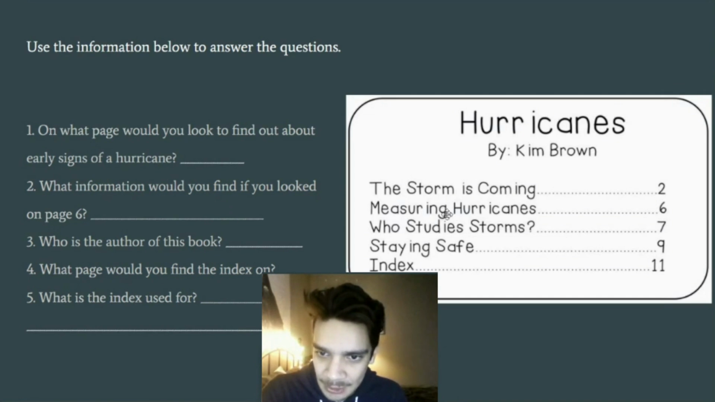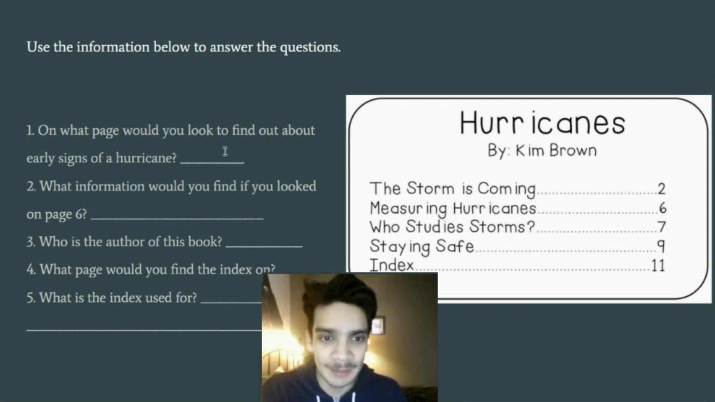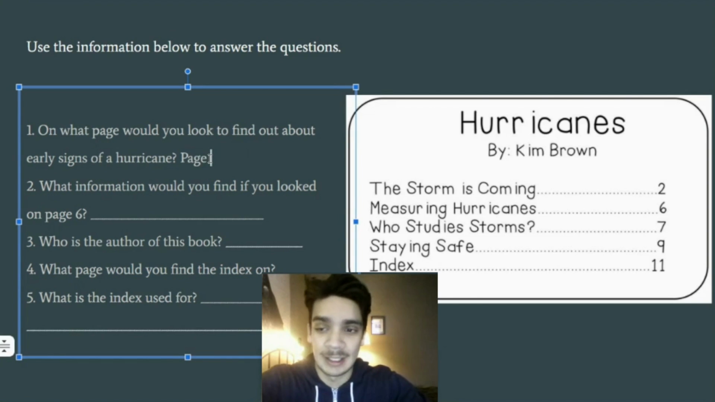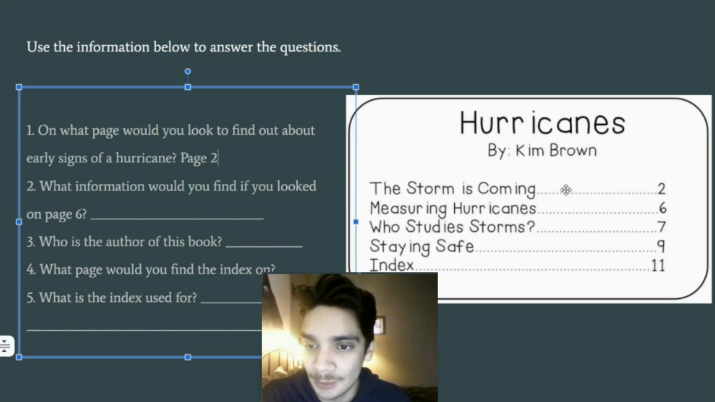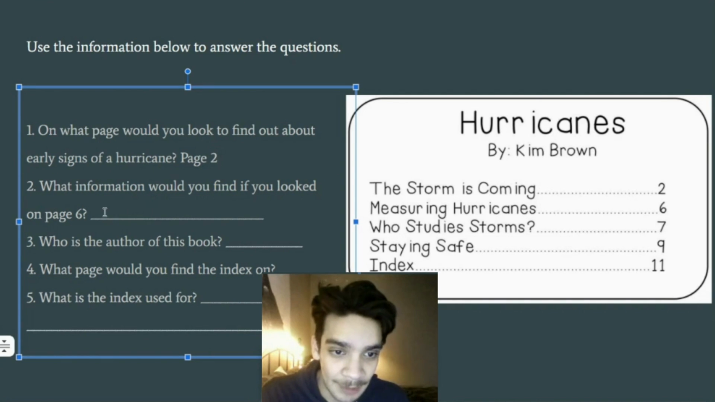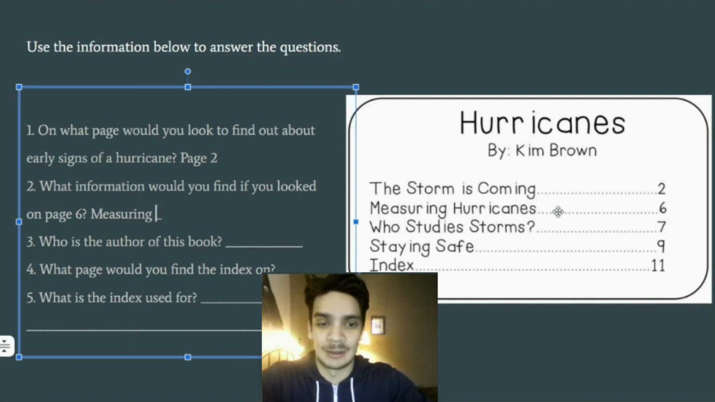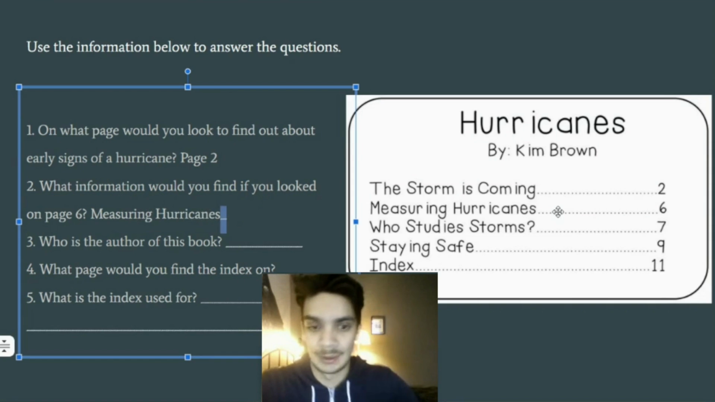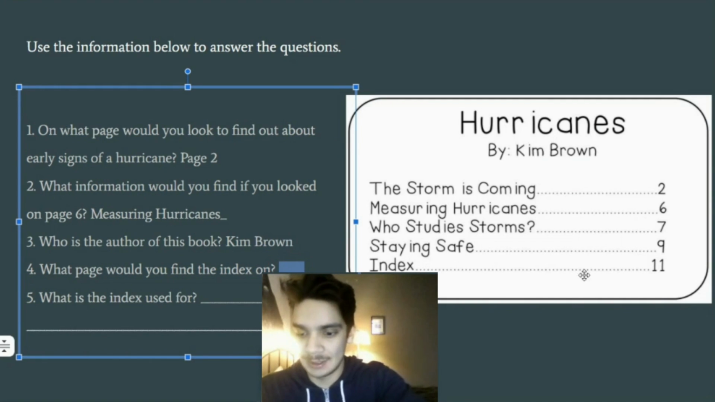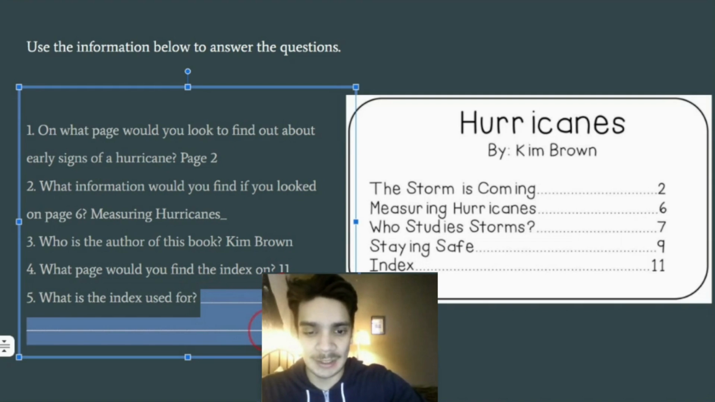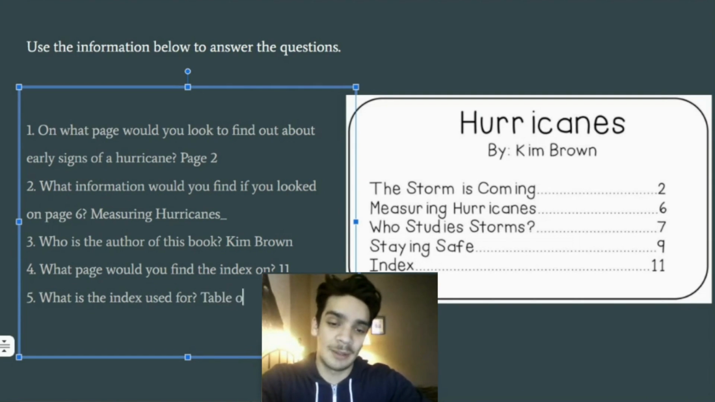The storm is coming, measuring. Ooh, measuring, no, but the storm is coming. That sounds like early signs of a hurricane, and that's on page 2. We follow that along. What information would you find if you looked on page 6? Measuring hurricanes. Who is the author? We already talked about that. That's Miss Kim Brown. What page would you find the index? Down here, 11. And what is the index used for? Similar to a glossary table of all contents, but it's usually at the end of a book.